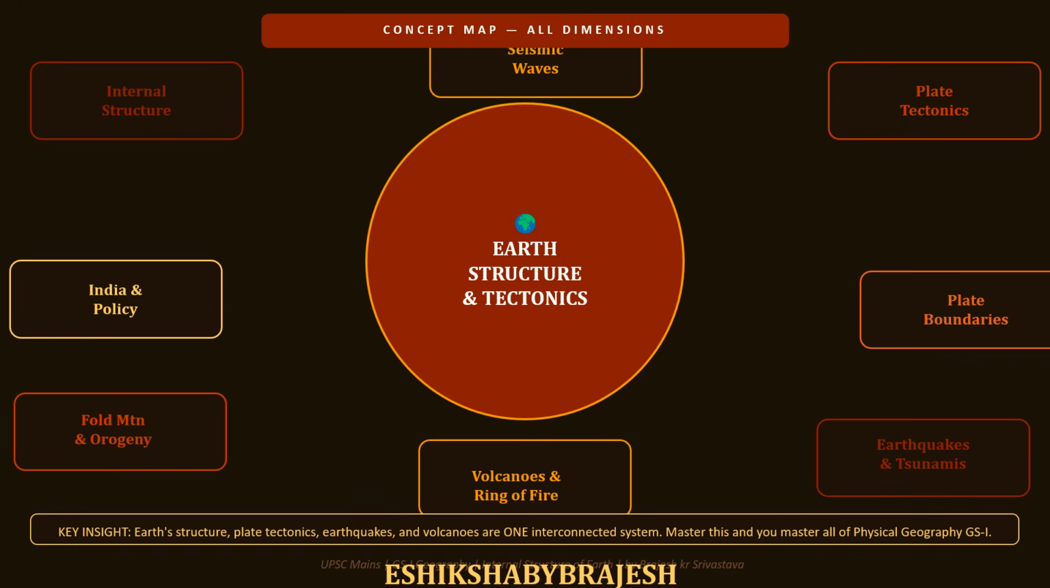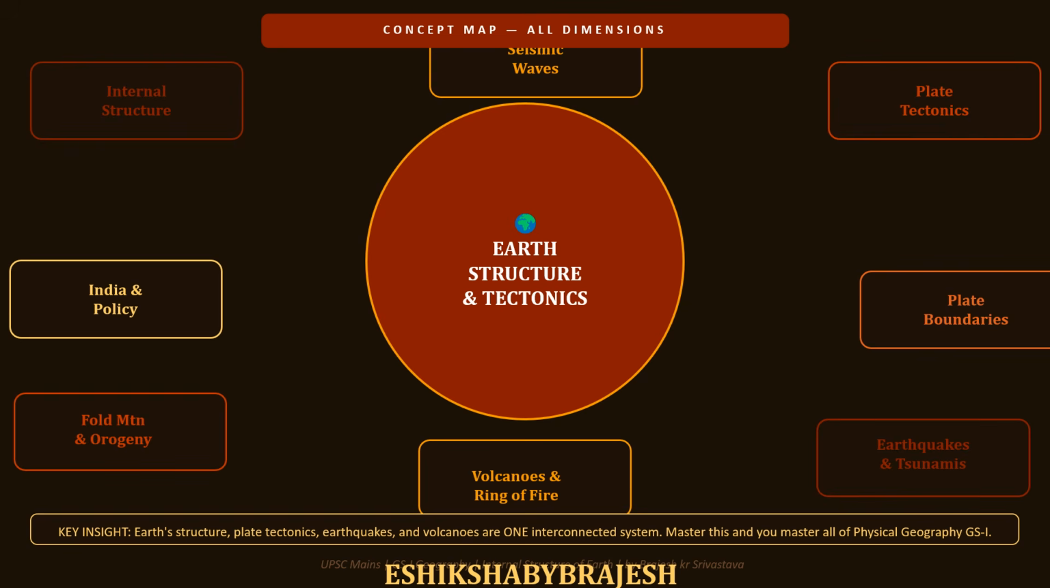Look at the concept map on screen. At the center, Earth structure and tectonics, radiating outward. All 8 dimensions we covered today. Internal structure, seismic waves, plate boundaries, fold mountains and orogeny, earthquakes and tsunamis, volcanoes and Ring of Fire, climate change linkages, and India and policy. This is the image I want you to carry with you.